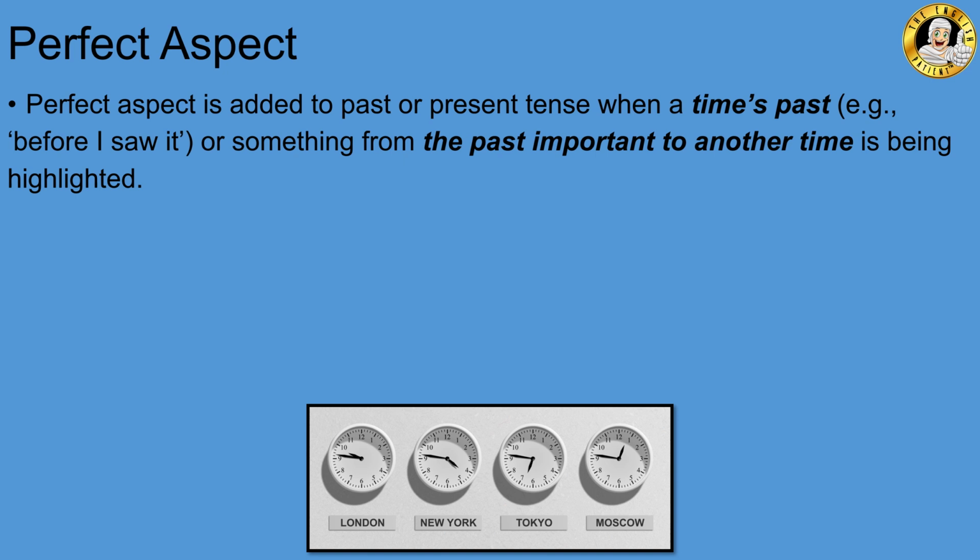Now, perfect aspect is added to past or present tense when a time has passed. For example, in the examples you'll see in a moment, before I saw it, or something from the past which is important to another time, whichever time you're talking about, is being highlighted. So perfect aspect is used really when we're talking about two times, two different time periods and their relationship to each other.